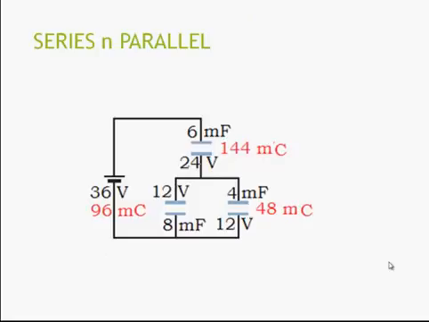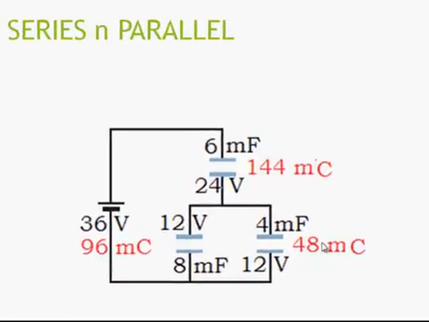Remember, in this case again, you can see 96 millicoulomb is the charge on this 8 mF, and 48 on this 4. Joining 96 plus 48 will give you 144, which is the same in this. What I mean to say is, when 8 and 4 were taken in parallel as a single 12 and combined with this 6, 6 and 12 were in series. They should have the same charge, which is already coming 144 in this, 48 in this, 96 in this.